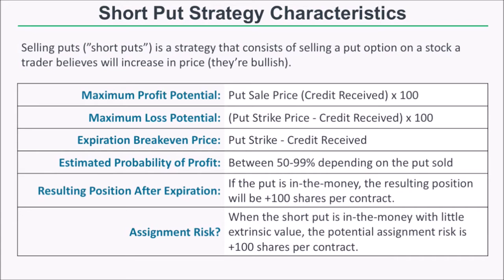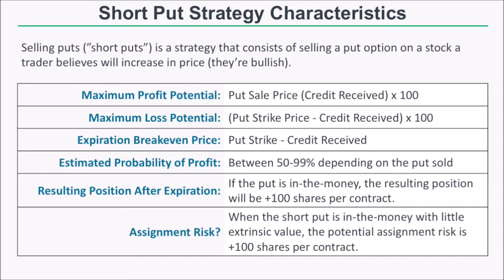So let's say you sell a put option with a strike price of 100 and you collect $5 for that option. The maximum loss in that case would be 100 minus 5 times 100, which would give us a maximum loss of $9,500. Now that maximum loss only occurs if the stock price goes to zero, which basically means the company has gone out of business. So a maximum loss when selling puts is very, very rare.